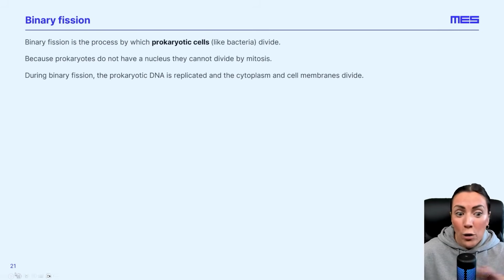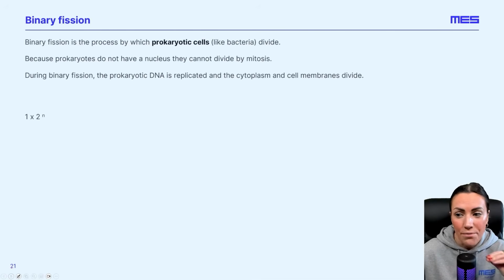The DNA will be replicated, just like before mitosis, we replicate the DNA. The prokaryotic DNA is also replicated. So they will replicate their main circular DNA. They will also replicate any plasmids that they have. And then the cytoplasm and the cell membranes will divide. But the main thing for you to remember is in prokaryotic cells, cell division takes place through a process called binary fission.